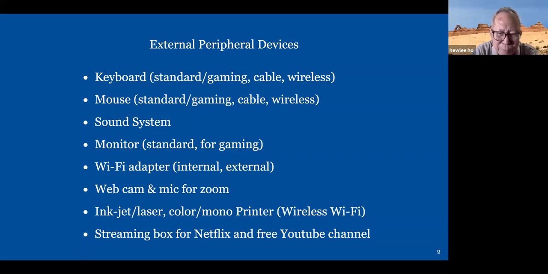Or you may want to do some printing, and for printing, the printer has many choices. Got inkjet, got laser, got color, got mono, got Wi-Fi. So all this you have to decide what is best for you. And next, you may want to buy a streaming box.